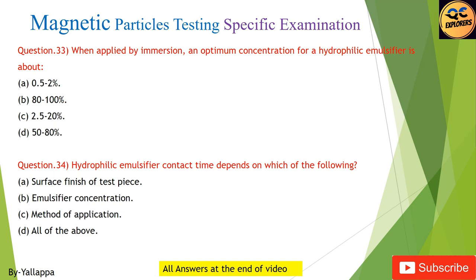Question 33. When applied by immersion, an optimum concentration for a hydrophilic emulsifier is about 0.5 to 2%, 80 to 100%, 2.5 to 20%, 50 to 80%. Question 34. Hydrophilic emulsifier contact time depends on which of the following? Surface finish of test piece, emulsifier concentration, method of application, all of the above.